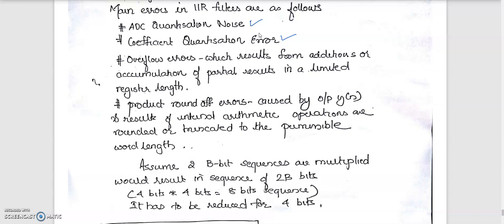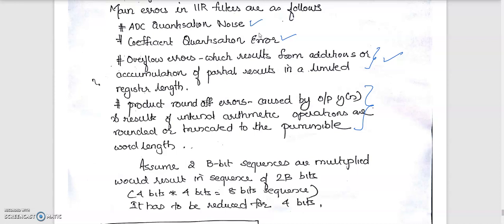For example, if we add two 8-bit numbers, it could result in an extra carry, which would result in an overflow and all those kinds of things. So this is something that you already know. Then we have product round-off errors. Product round-off errors result from multiplying two coefficients. For example, if you multiply two values of 4 bits each, the result will be 8-bit. Now if you reduce it to 4-bit, definitely the value will change, and you can understand that from whatever we have discussed so far.